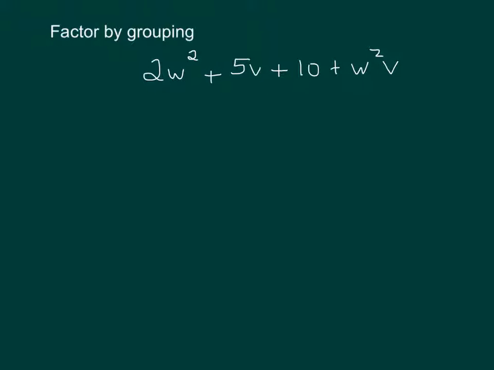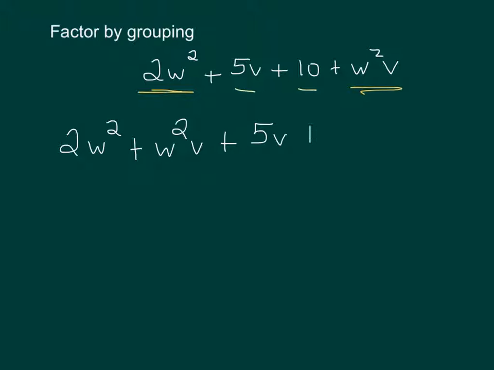Okay, this is a factor by grouping, which means we want to group two similar terms. I see that this has a W, that doesn't, and that doesn't, but this has a W. So what I would do is I would change the order and I would put the W terms together and then these other terms together, because you're going to actually see they have something in common.